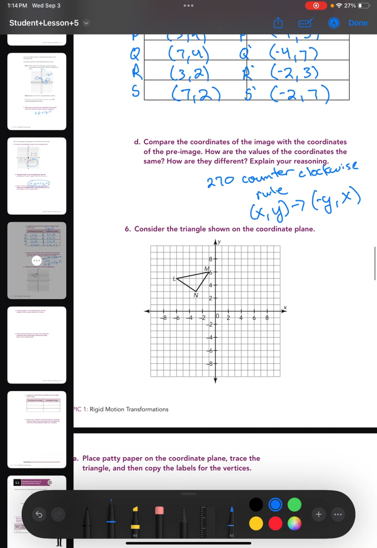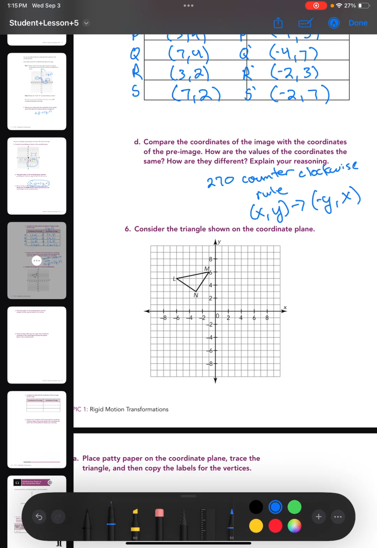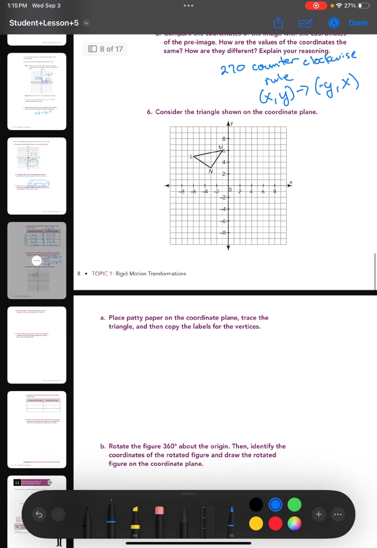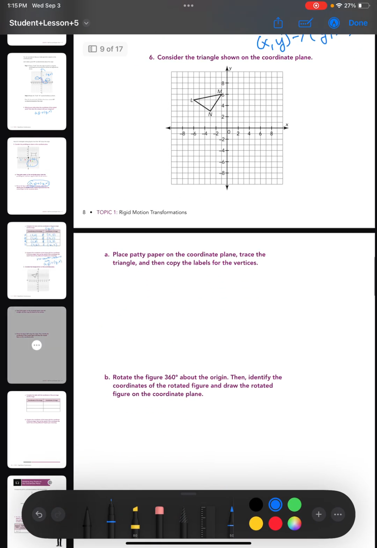All right, next figure. They give us a triangle shown on the coordinate plane. Again, they want you to do the same thing. Take patty paper, trace it. If you're doing it manually, I highly suggest trying that so you can visually see the rotation. And again, we're just going to look specifically at the rules. And it says rotate it 360 degrees.